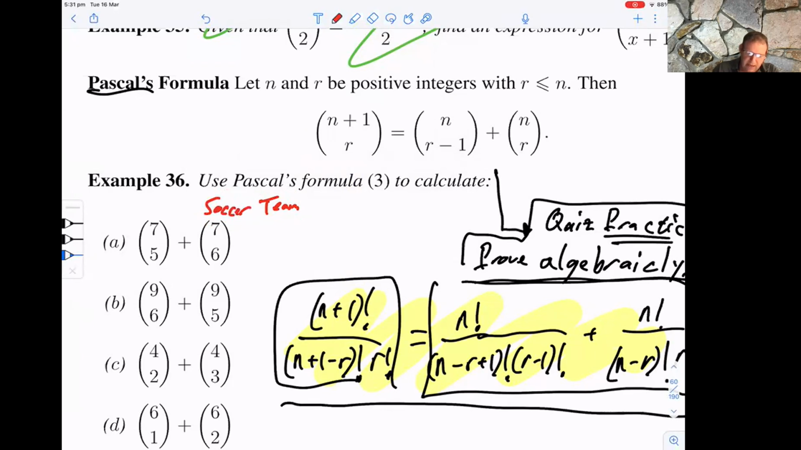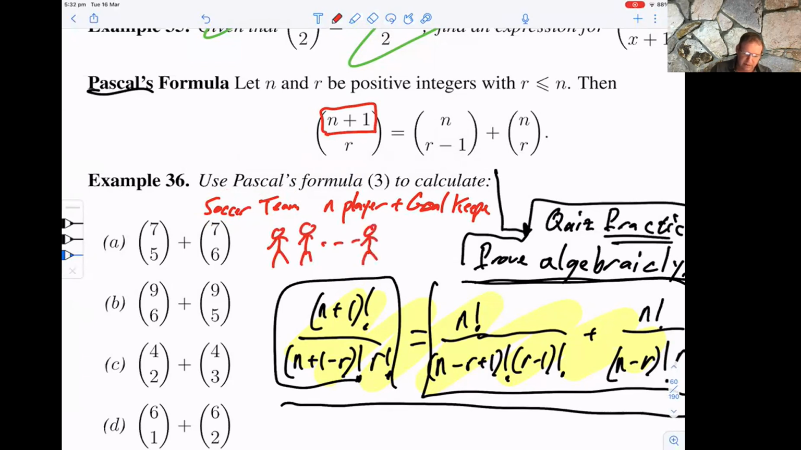Soccer team. So it has n players plus a goalkeeper. Okay, so in total there are n plus 1 players. So the players are standing, the n plus 1 players. This is n of them. Goalkeeper is slightly different in color. That's a goalkeeper, that's a 1, and these are the n. So in total, there's n plus 1 players. And we come and we say, hey, we want to choose a subset of size r. So out of these, from the n plus 1, we choose a subset of size r.